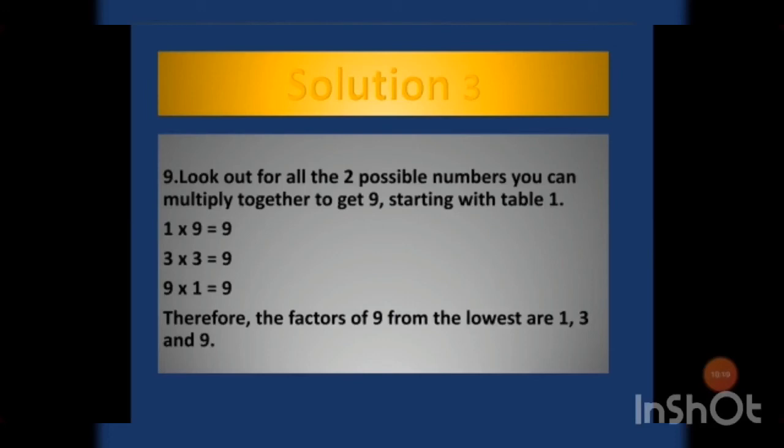If you multiply 2 times 3, will it give you 9? No. If you multiply 2 times 9, will it give you 9? No. So number 2 is not a factor of 9. The only factors of 9 are 1, 3, and 9 itself. Okay?